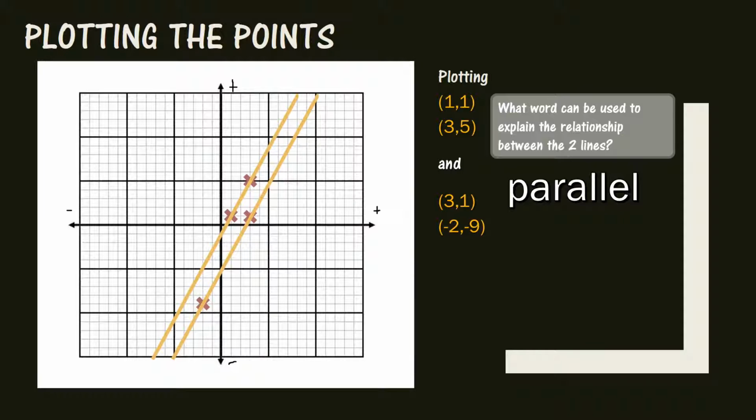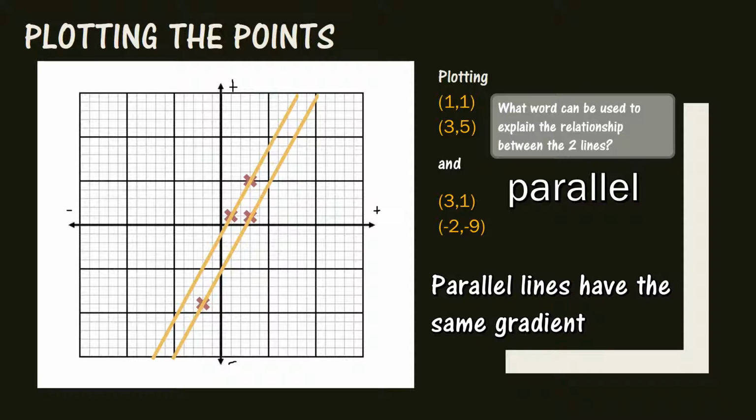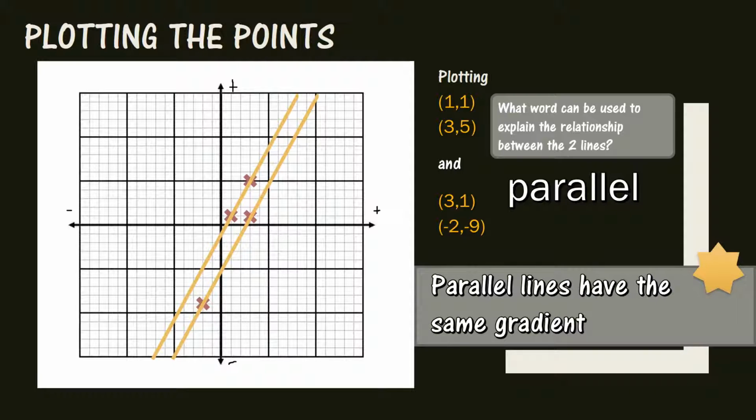They should never meet. And it should be pointed out then, if the gradient of the first line is plus 2 and the gradient of the second line is plus 2, then parallel lines have the same gradient, and we can make that observation. And that's the thing we should remember and know.